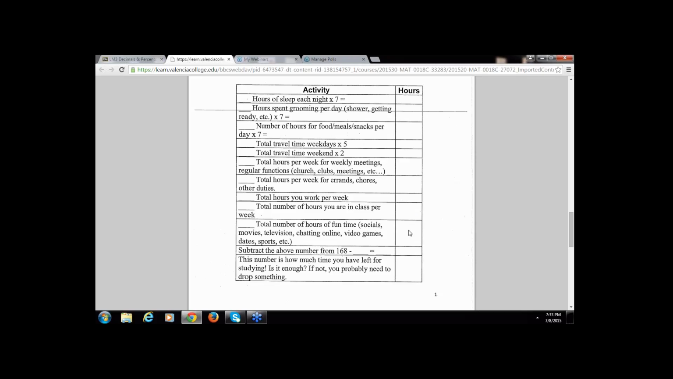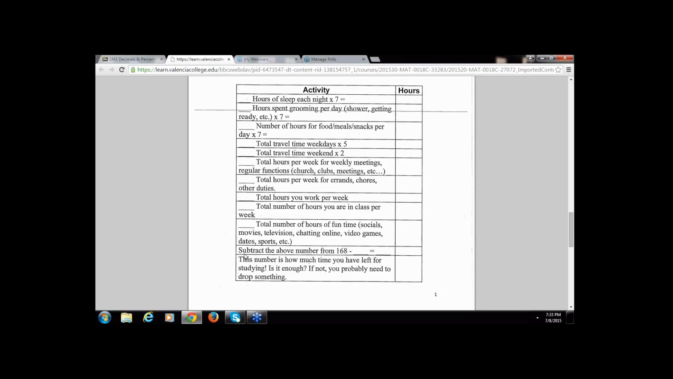Number of hours for fun. This is Facebook, Instagram, Twitter, ESPN, Lifetime, any of those shows you guys watch, any of that stuff, video games. You're going to put that here. And be realistic about how much time you spend per week doing that.